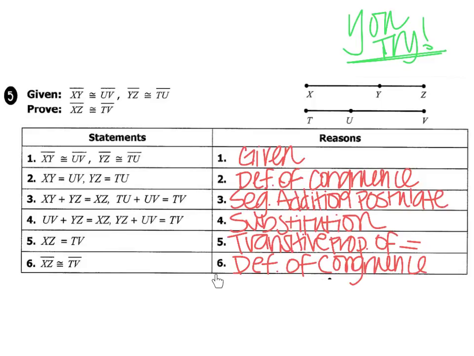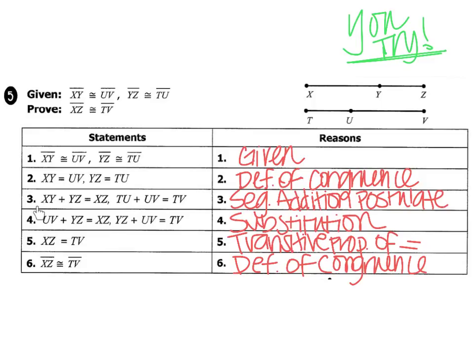So number 1, first thing we want to do is state our given information. We look at what's given and copy it down as statement number 1. Our reason is always given. Then look at statement number 2. How do we go from 1 to 2? They're identical except that statement 1 is saying the segments are congruent. Statement number 2 is saying that the measures of the segments are equal. So anytime we go from congruent to equal or equal to congruent, this is definition of congruence.